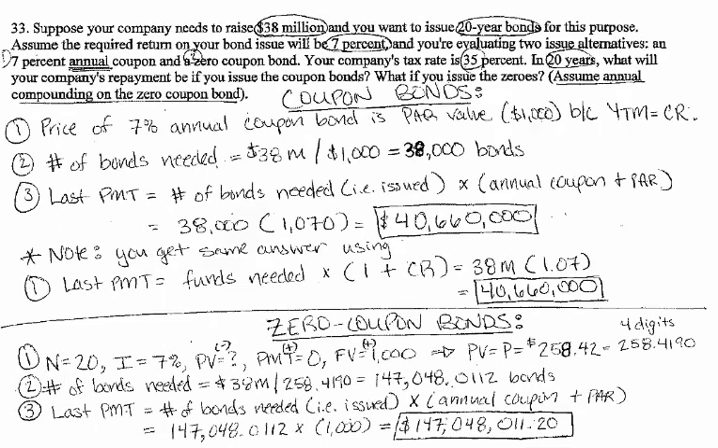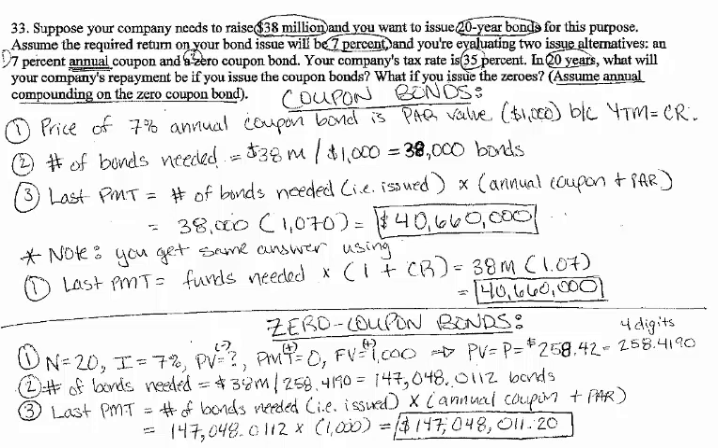Now what about number 33? Number 33 is a zero coupon bond problem. It's actually got regular bonds in it too, but it introduces the idea of zero coupon bonds again from our lecture. So suppose your company needs to raise $38 million. Now why would it need to do that? It's raising money for some kind of a project, and it doesn't want to go to the bank. It wants to issue 20-year bonds for this purpose.